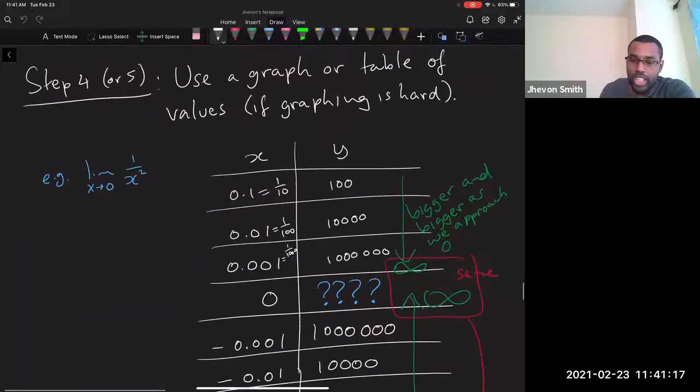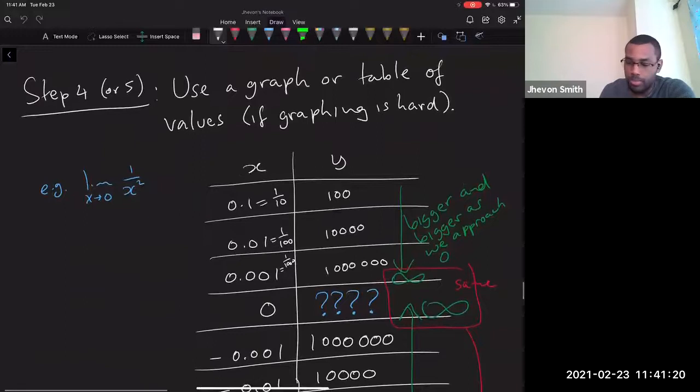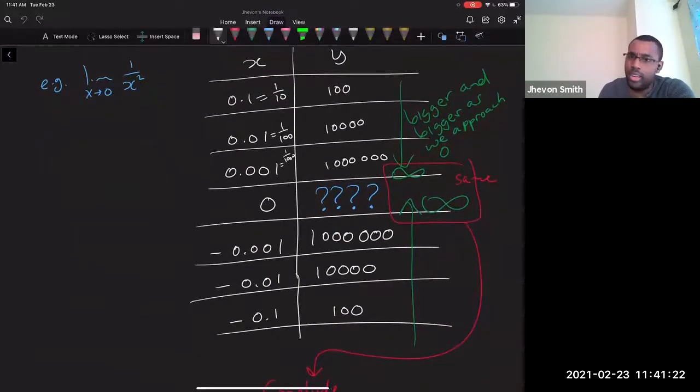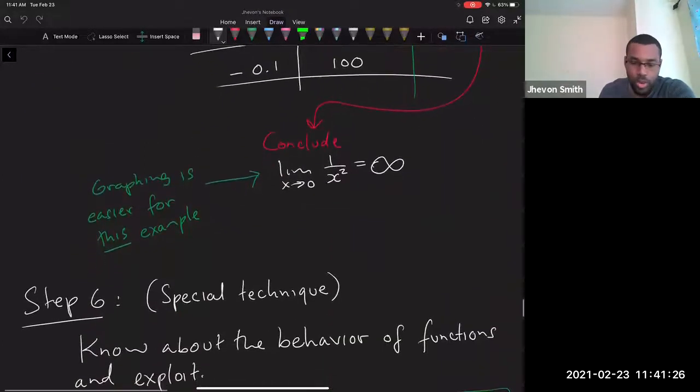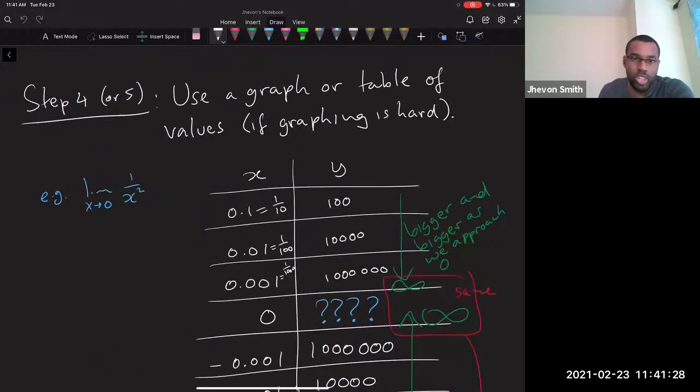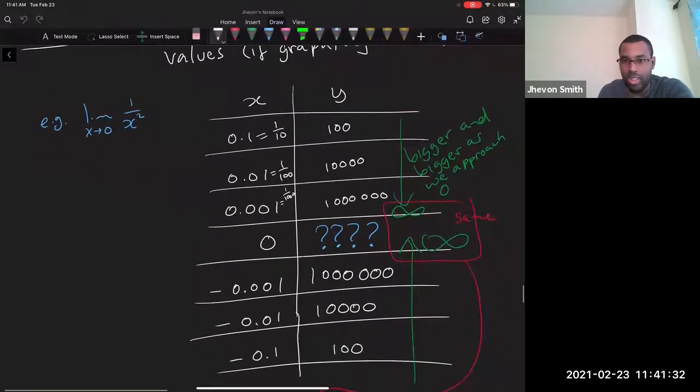Step 4 or 5 is to actually graph or use a table of values. Table of values is more annoying, so kind of do that as a last resort. It's much nicer to graph if you can. So for something like 1 over x squared, you should know how to graph that pretty easily. It should take you a couple seconds. Filling out all the numbers in this table will take you longer than that. But if you're at a loss, it's an option. So you can track things in a table and kind of see where things are headed.